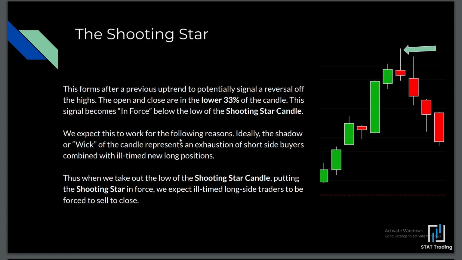And the reason we expect this to work, ideally, is because the shadow or wick represents an exhaustion of short side buyers, meaning anyone who's still short this thing and had to buy to close, they get exhausted. They're all out of their short positions. And that gets combined with ill-timed new long positions because it's going up. We know there's people trying to buy this thing. So thus, when we take out the low, putting it in force, we expect ill-timed long side traders to be forced to sell, sending it back lower.